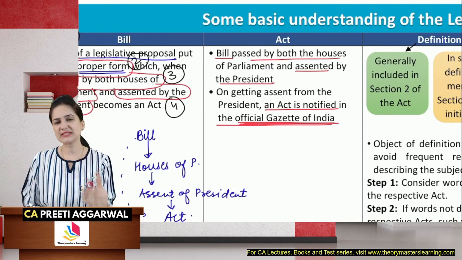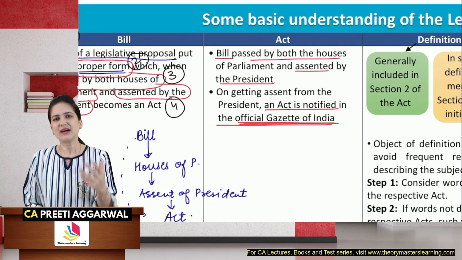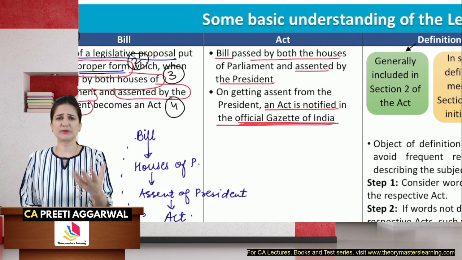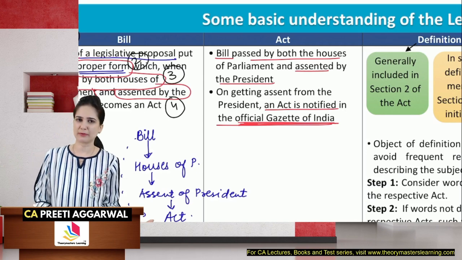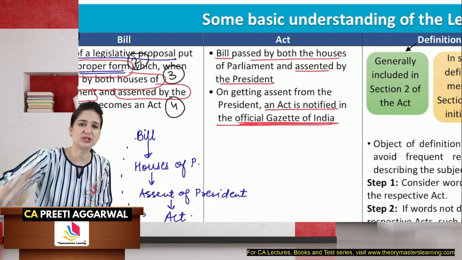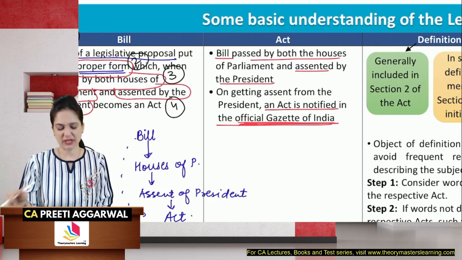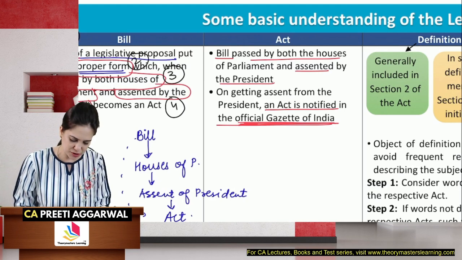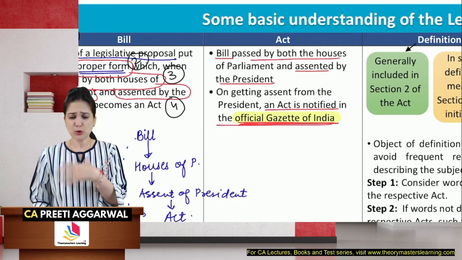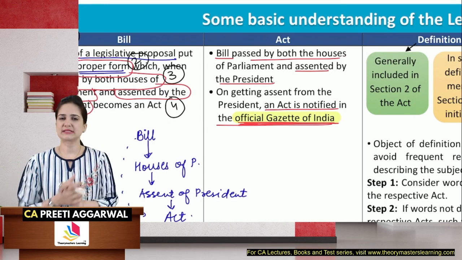Now, the president has given his approval. The bill becomes an act. Only the members of the houses of parliament and the president know about it, but the general public is not aware of any act being passed. How will you inform the general public? It will be through the official gazette. So this is a document which gives all the public announcements, and it is notifying the public that this act has now come into force.